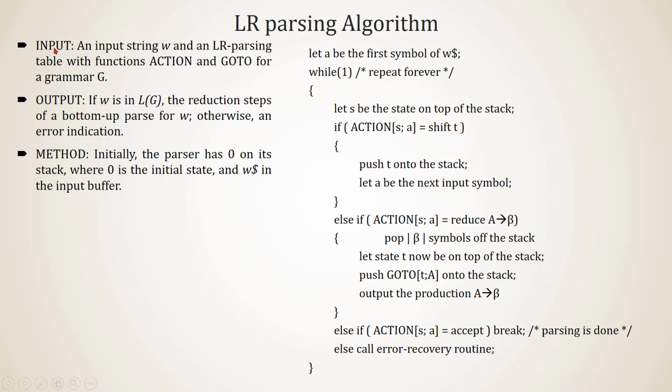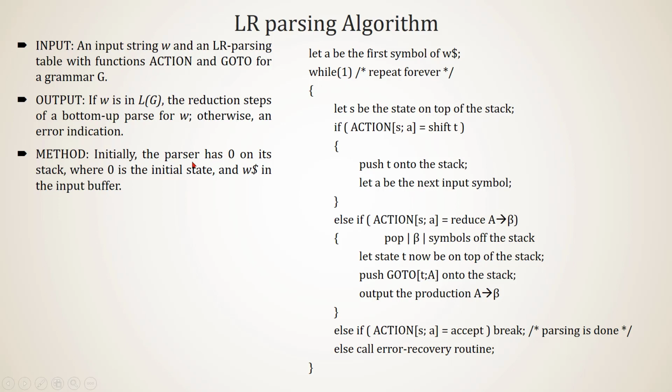The input given to the parsing algorithm is a string w and a parsing table, and the parsing table contains two functions, action and goto, for a grammar G. Output: if w is in L(G), that means if the string w obeys the grammar G, the reduction steps of a bottom-up parse for w. So some reduction steps will be the output of the parser. Based on these reduction steps, we can generate the parse tree. Otherwise, an error indication. Otherwise means if the string didn't follow the grammar rules, it is an error.